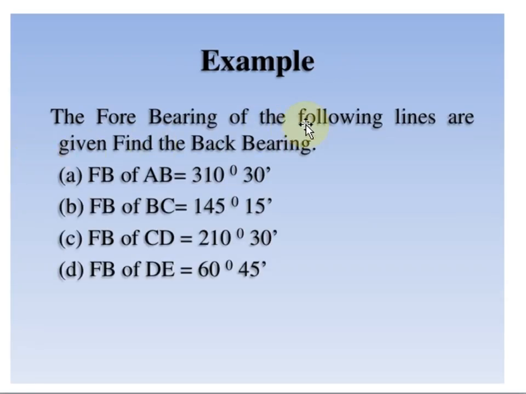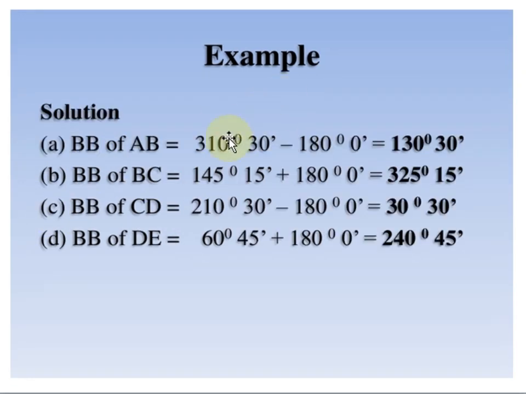Now an example is given. The forward bearing of line AB is 310 degrees 30 minutes. What is the back bearing? You have to find the back bearing of this line. So the back bearing of line AB is 310 degrees 30 minutes minus 180, because the value is more than 180 degrees. That's why you have to subtract. Here the value is less than 180, so here addition comes. Then this value is more than 180 degrees, so you have to subtract. So this is the back bearing of CD. Here you add. So this is the value of line D.